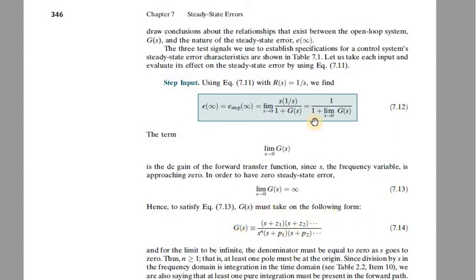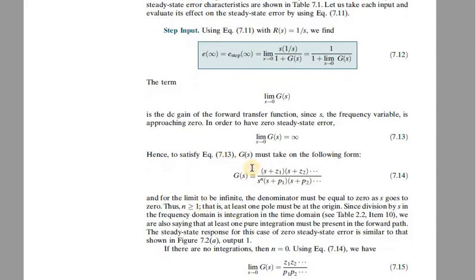This is only possible if you have s in the denominator, because when you have some s that is separated and you put s equal to 0, then this term becomes 0. So in other words, for a step input the steady state error can be 0 if we have an integral in the system.